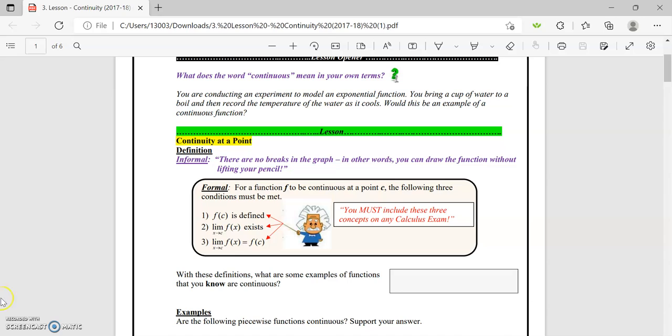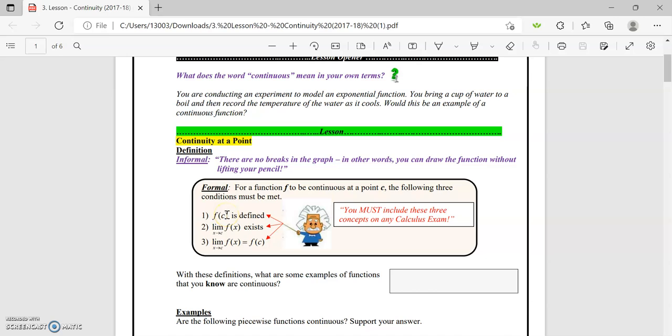So the informal definition is that idea that if I have a graph, I would be able to take my pencil, put it down on the paper on the left side, trace my graph all the way to the right side of my graph without ever having to lift the pencil up. So informally, that's what we're looking at. Formally, it is a three-step process.